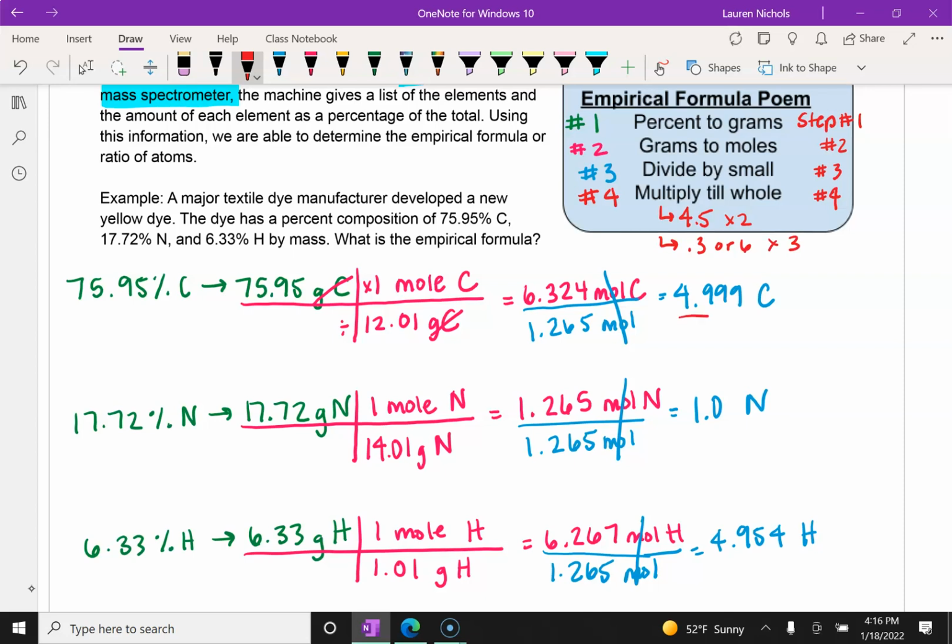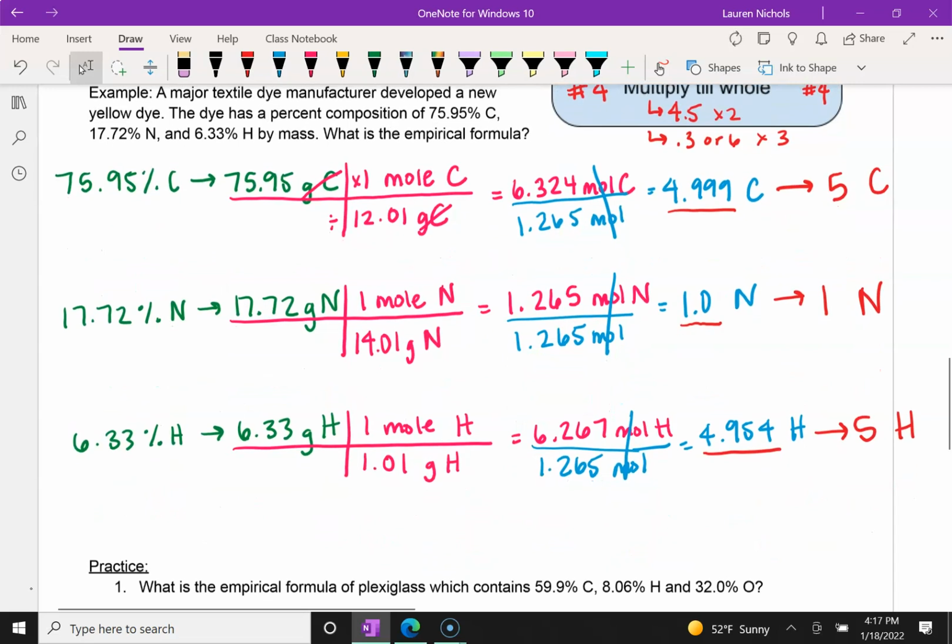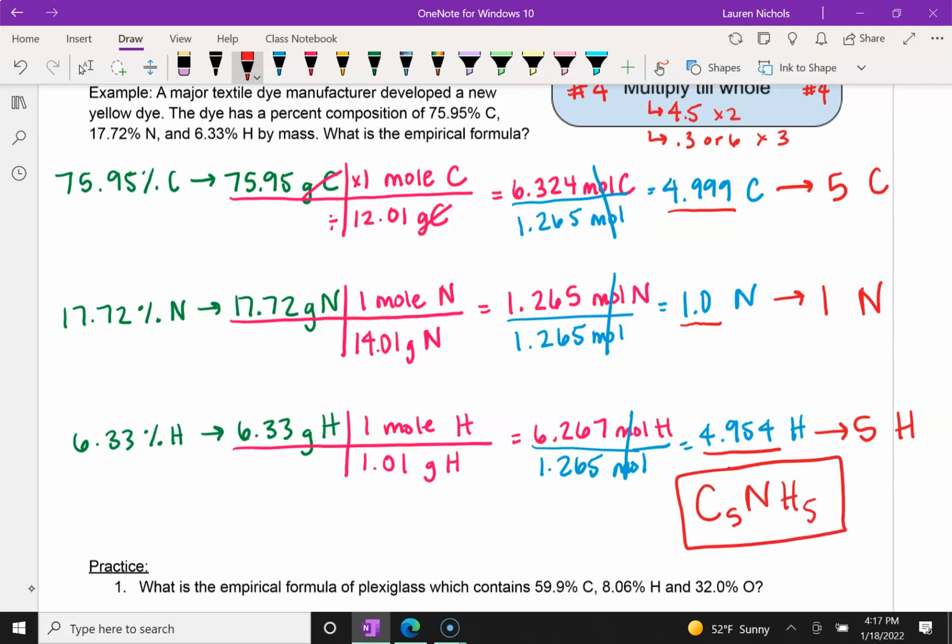In this case, 4.999, 1.00, 4.954, those are all extremely close to being whole numbers, if not already. So for this, we're just going to round to 5, round to 1, and round to 5. And what this tells us is that our final answer has 5 carbons, 1 nitrogen, and 5 hydrogens. So the way we would write that as our chemical formula would be C5N1H5. And this would be our final answer.